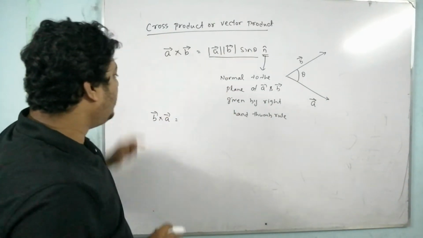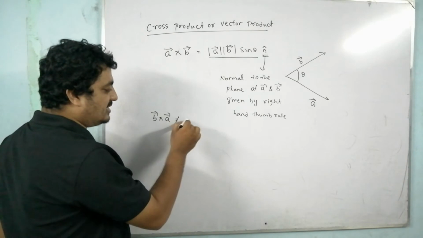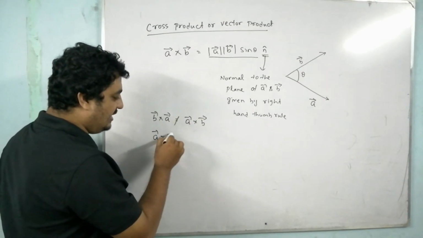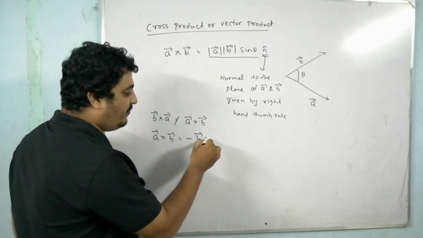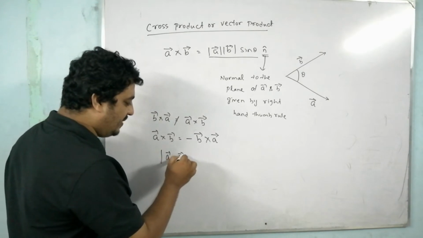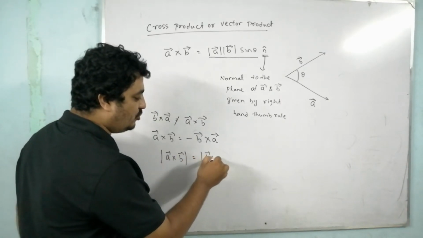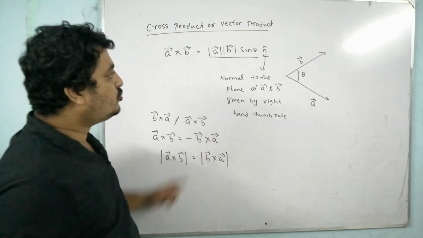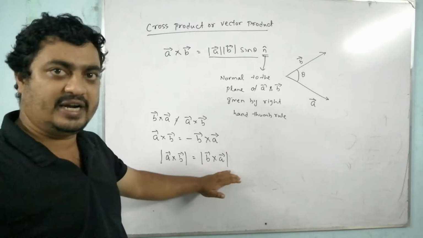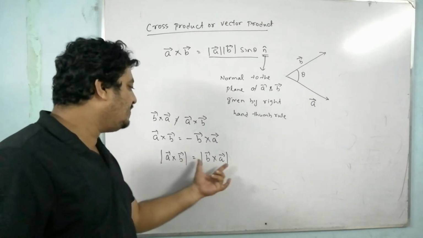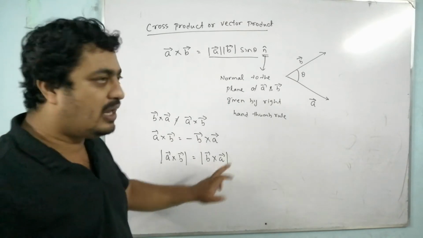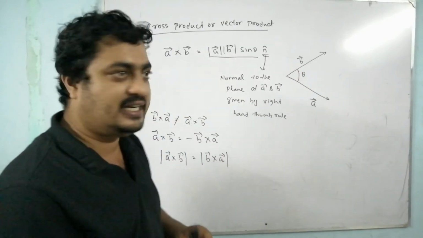So A cross B is not equal to B cross A, but we can write A cross B is equal to negative of B cross A. So magnitude of A cross B is same as magnitude of B cross A. So we can say that cross product of two vectors is not commutative, but A cross B and B cross A are the negative vectors. So both have equal magnitudes but in opposite direction.